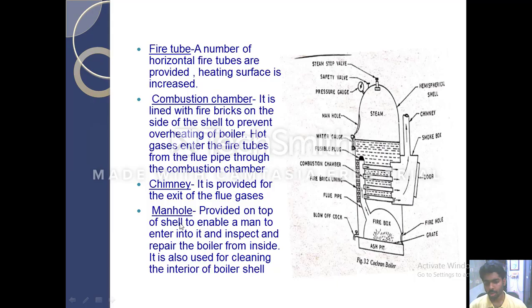Manhole: provided on top of the shell to enable a man to enter into it and inspect and repair the boiler from inside. It is also used for cleaning the interior of the boiler.